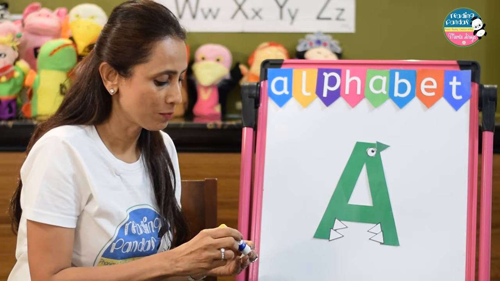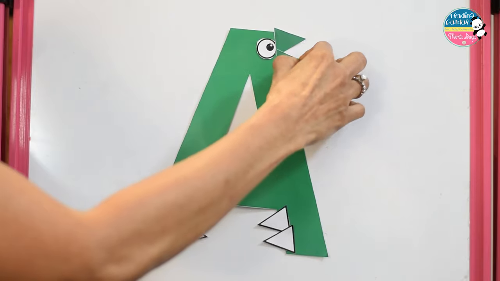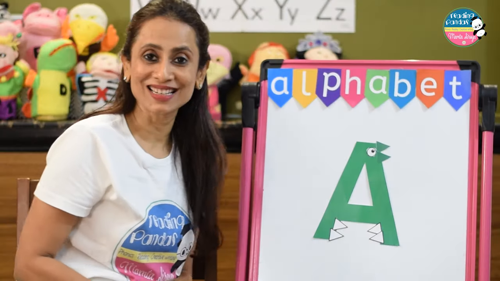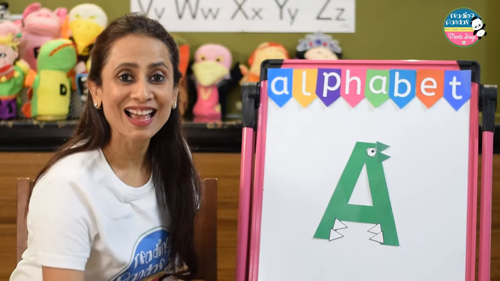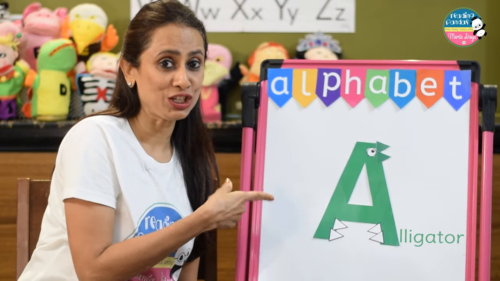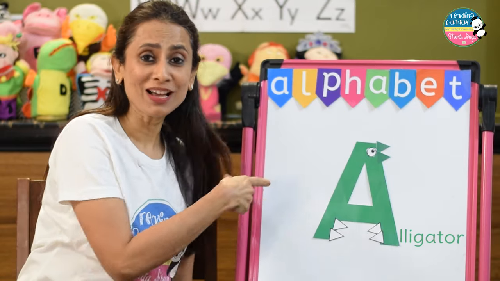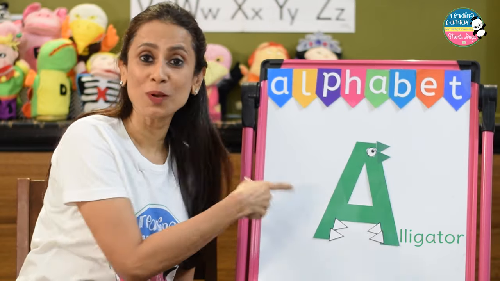And then finally, we're just going to put two triangles here, like this, and one more here to give him his bumpy eyes. Yes, like this. And there you go. This letter A has turned into an alligator. Did you like this? Yes. Yes, it was so much fun.